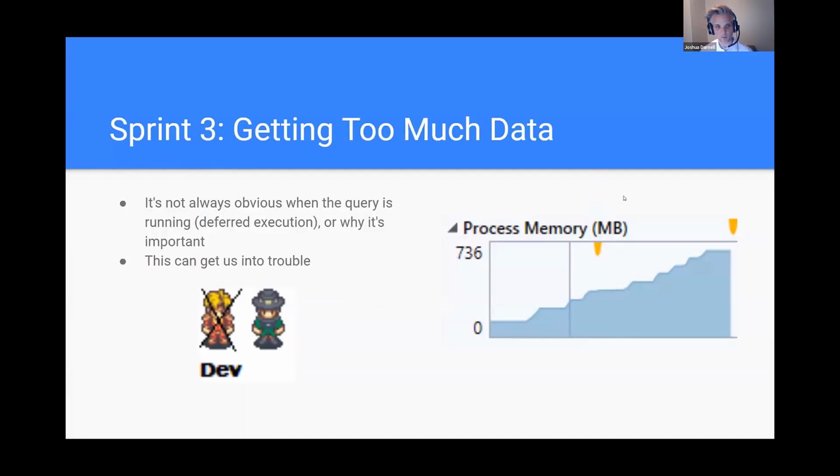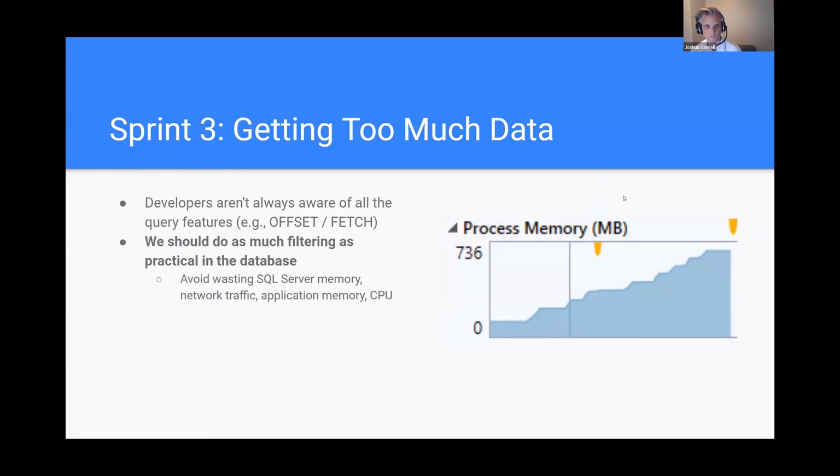So the takeaway there with Sprint 3 is developers aren't always aware of all the query features available to them. I know 10 years ago when I started writing .NET software, I didn't know about offset and fetch in SQL Server. So I would have done things exactly that way, the way that first implementation went. So the big takeaway is we should always do as much filtering as practical in the database to avoid wasting memory, network traffic, all kinds of stuff like that.